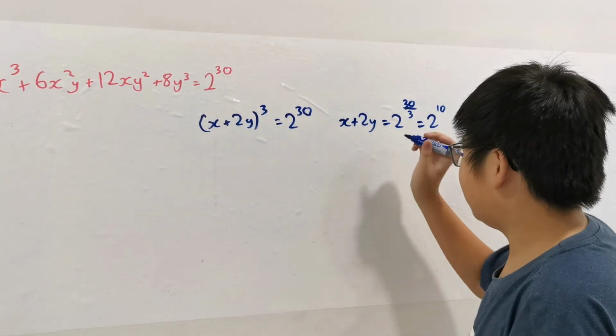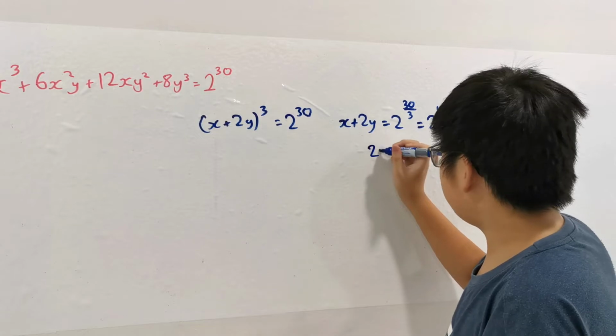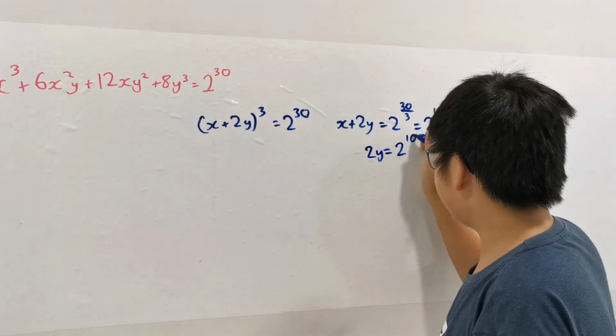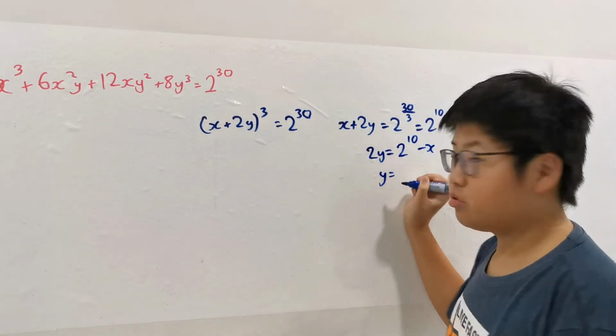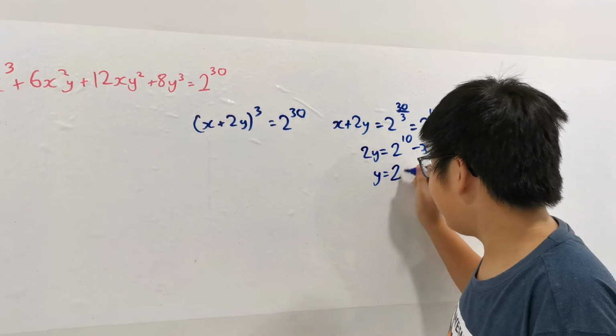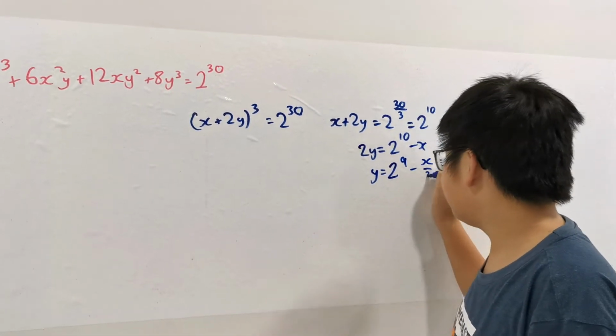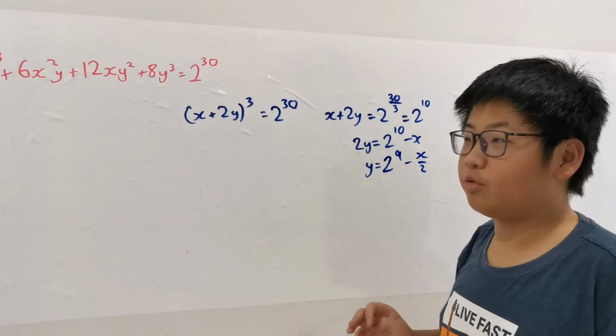Now let's calculate this. So 2y equals 2 to the power of 10 minus x. y equals 2 to the power of 10 divided by 2, which is 2 to the power of 9, minus x over 2. See, it's a line. The solution is a line.